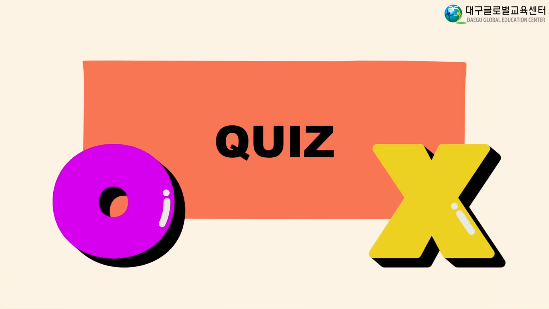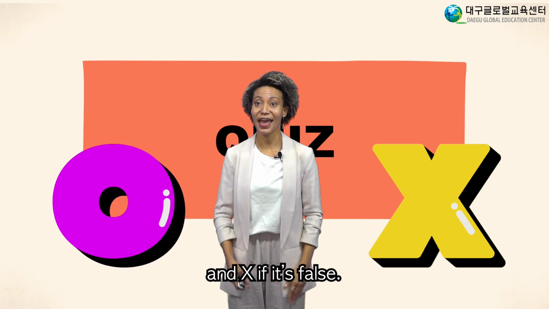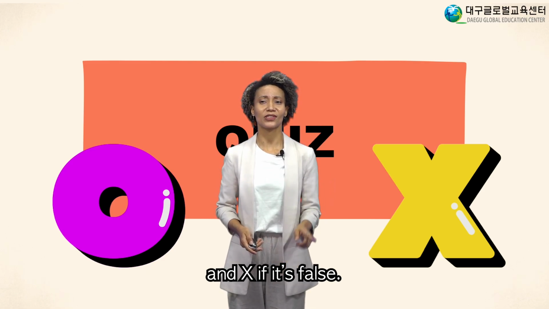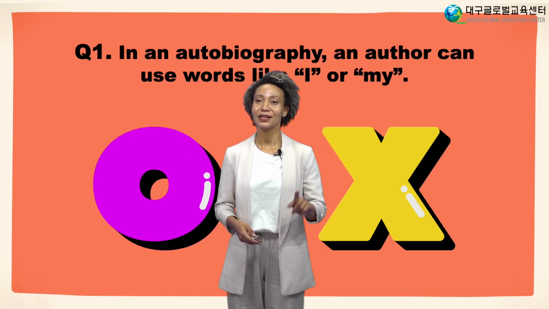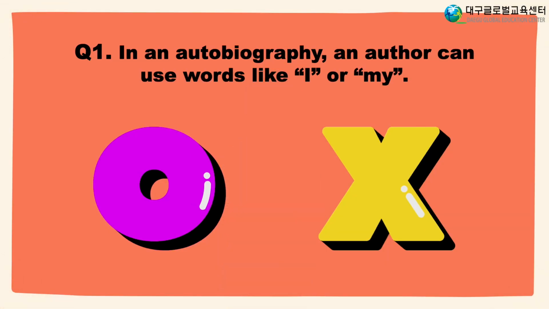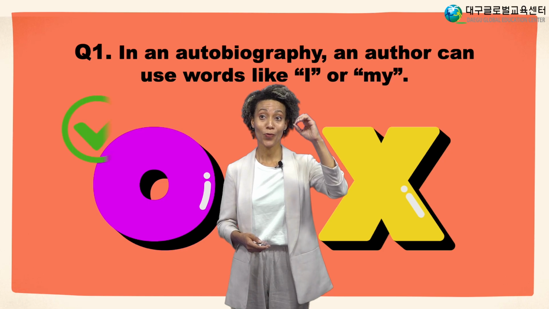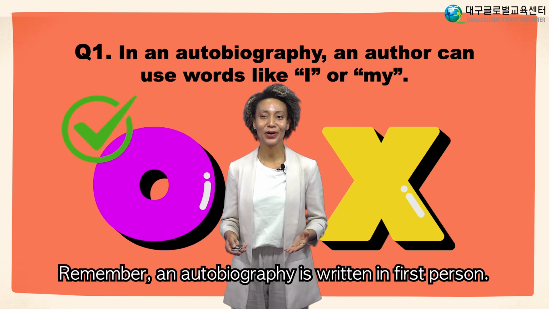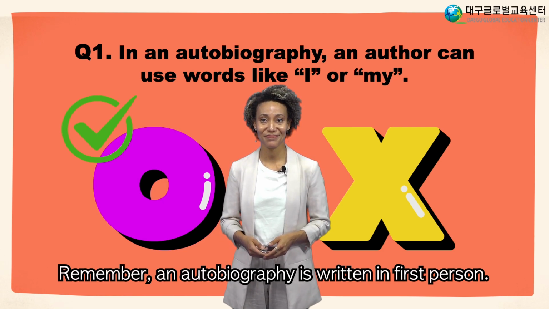Let's do a true or false quiz. Show O if it's true and X if it's false. Ready? Let's begin. Number 1. In an autobiography, an author can use words like I or my. The answer is O. Yes. Remember, an autobiography is written in first person.